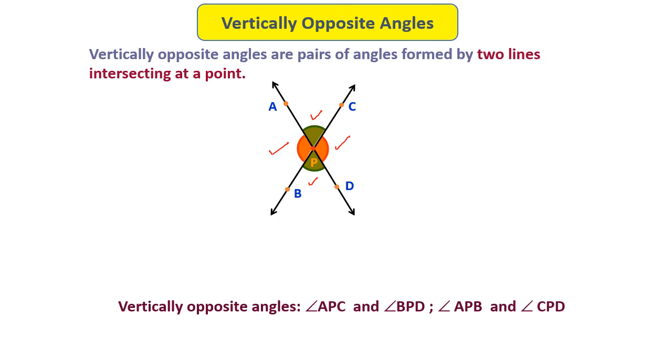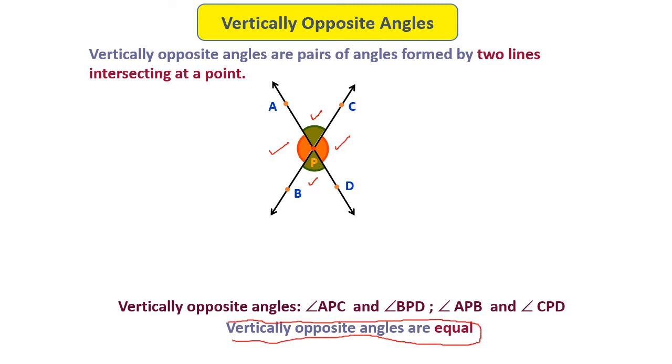And I'll tell you a secret: vertically opposite angles are equal to each other, right? It will come in the next slide, I guess. So yeah, it is written here, vertically opposite angles are equal. This is the secret. You'll see so many questions on this property. See, angle APC equals angle BPD and angle APB is equal to angle CPD. This is according to the diagram.